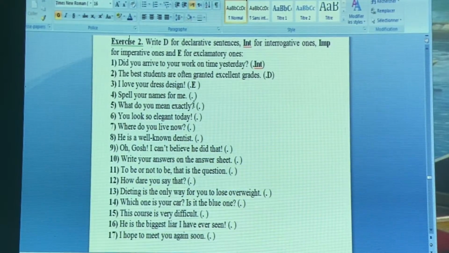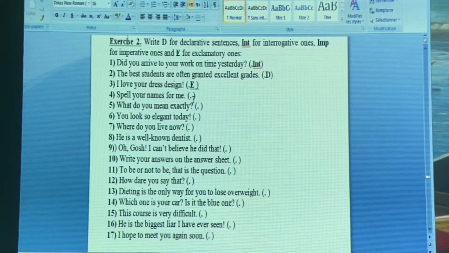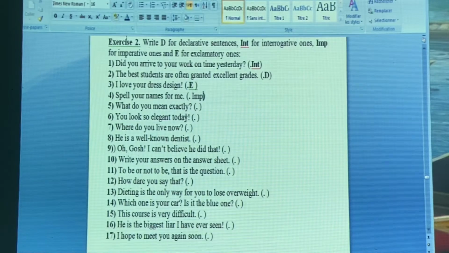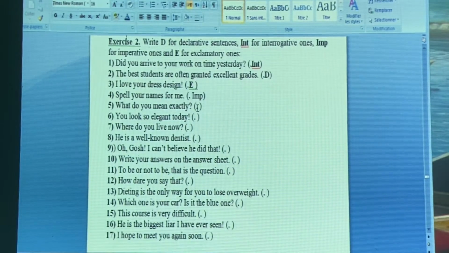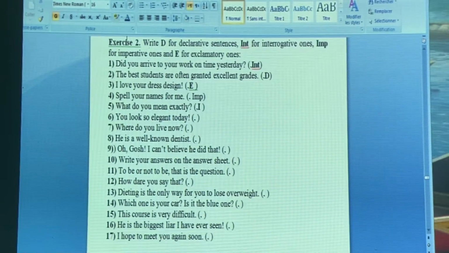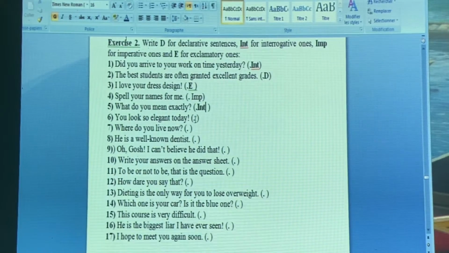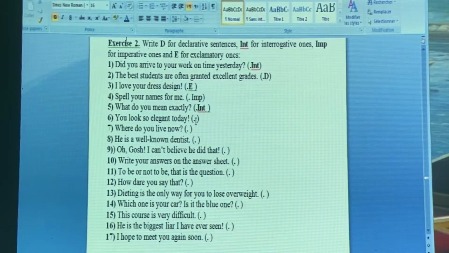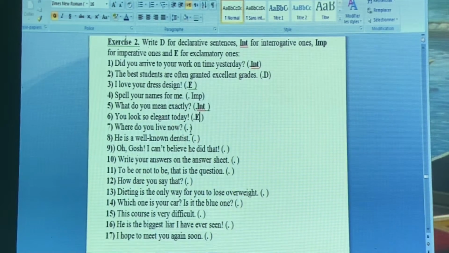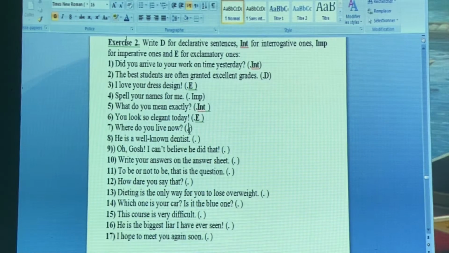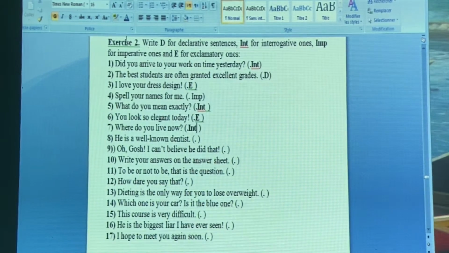Spell your names for me. This is imperative. What do you mean exactly? Here we have a question, so it is interrogative. You look so elegant today. This is exclamatory. Where do you live now? What do you think this sentence is? It is interrogative. You have a question mark there.